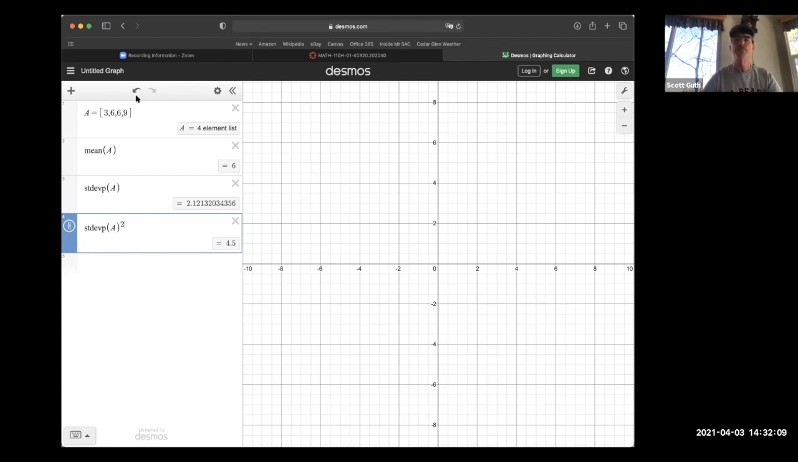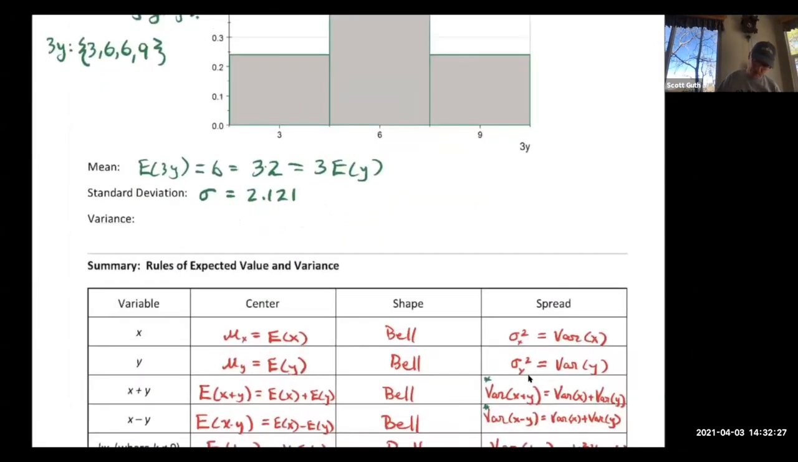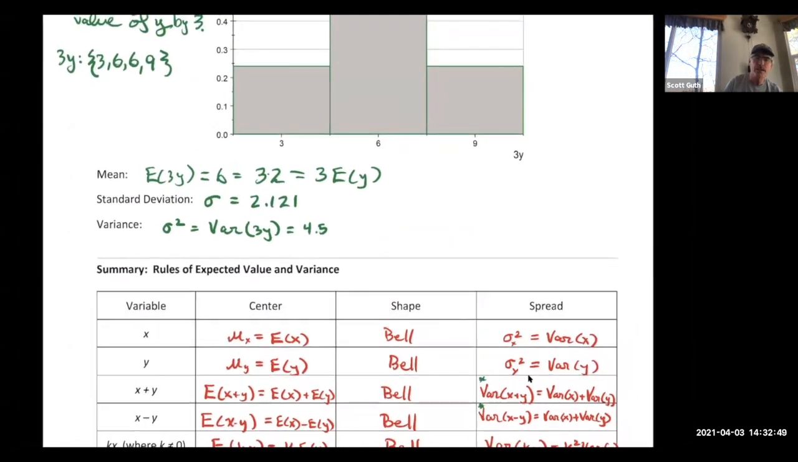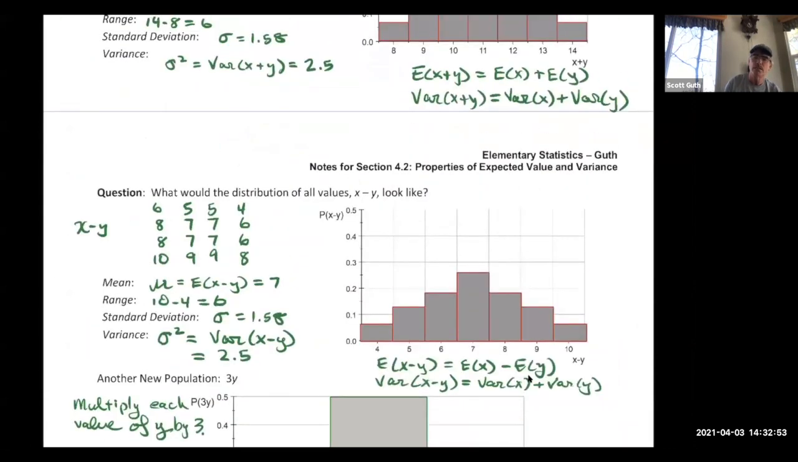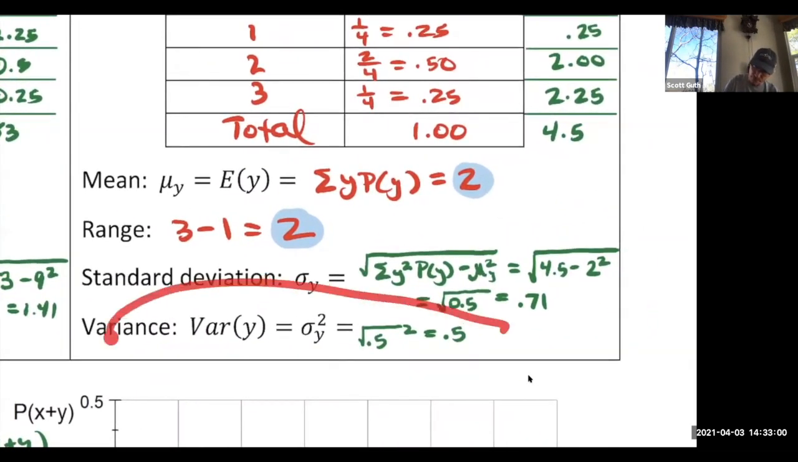Okay, so let me just pop back over to my iPad real quick. Okay, so I got my standard deviation here. The variance is sigma squared, okay, which is the variance of 3y. Okay, it turns out that it's 4.5. And then just to kind of go back and remind ourselves what the variance of y is, way back up here, the variance for y was 0.5 down here.